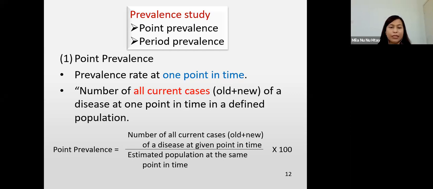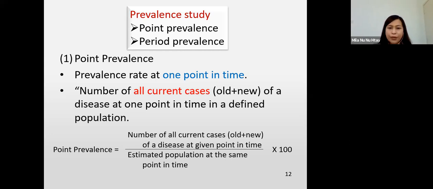So point prevalence is we ask the question, we collect the data at one time point, at that specific point. So it is the number of all current cases, including all old cases and new cases of the disease, at a time point in a defined population. So if we would like to calculate the point prevalence, the numerator is the number of total cases divided by the estimated population at the time point, multiplied by 100.